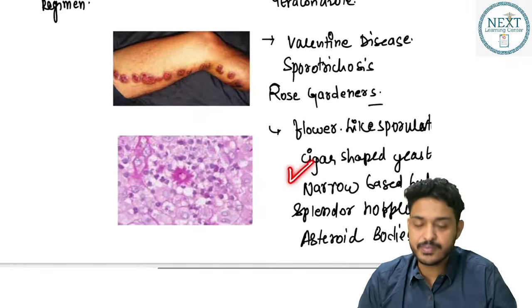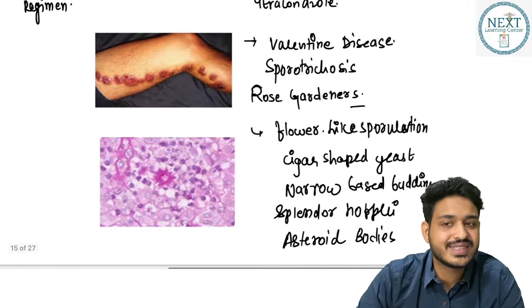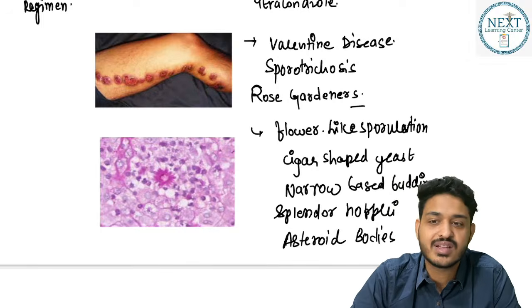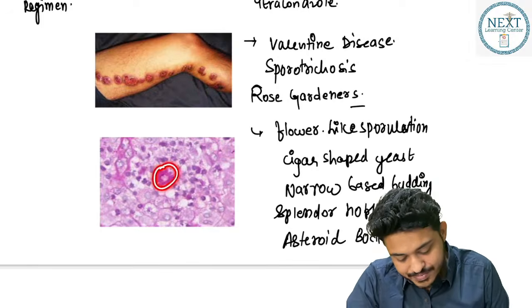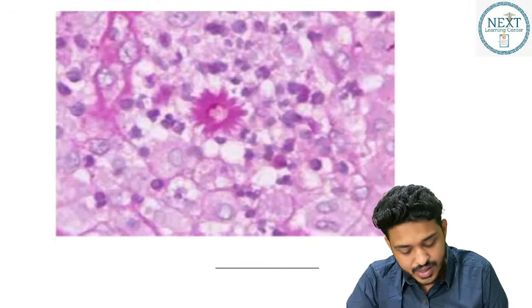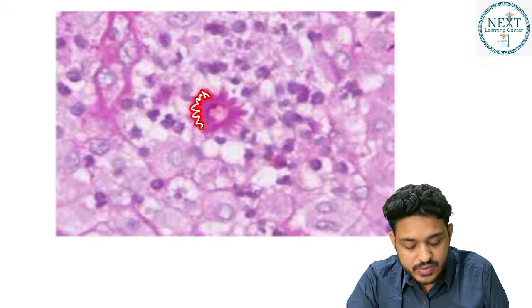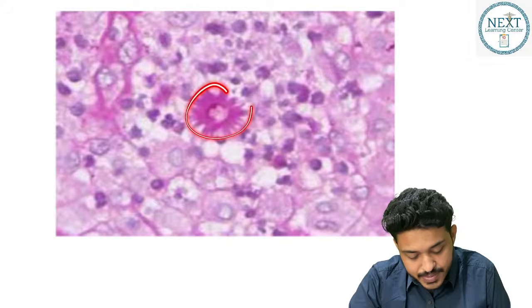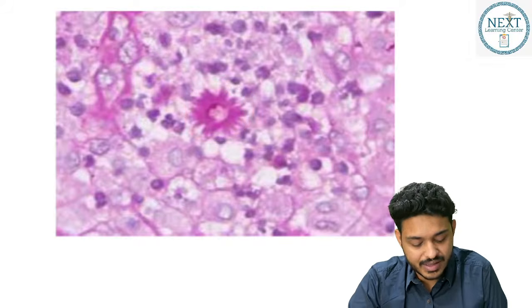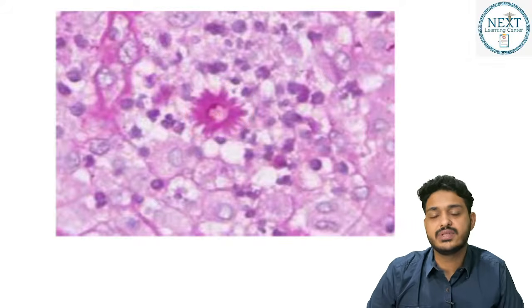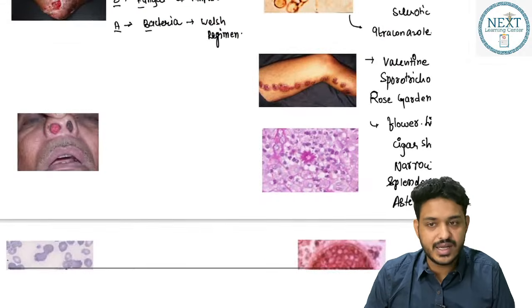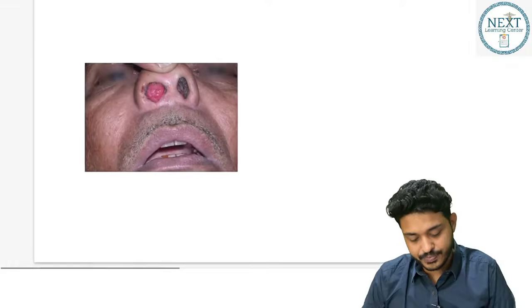This is going to be Rose Gardener's disease. This is the condition of the patient. It became like this, the uncle hit him so much, right? This pink eosinophilic material, you can appreciate, is the yeast surrounded by this pink eosinophilic material. Eosinophilic means pink-colored material. This body is known as what? Asteroid body, right?